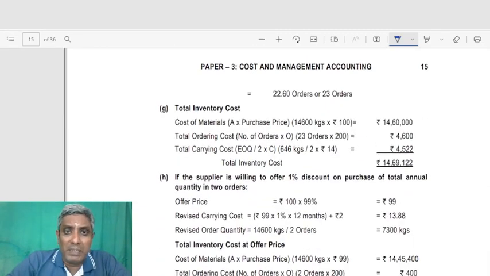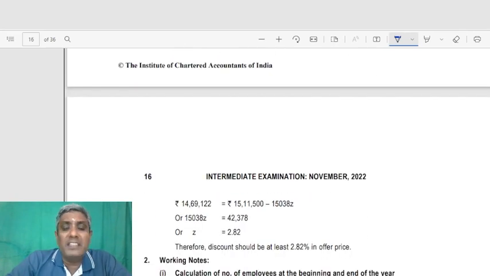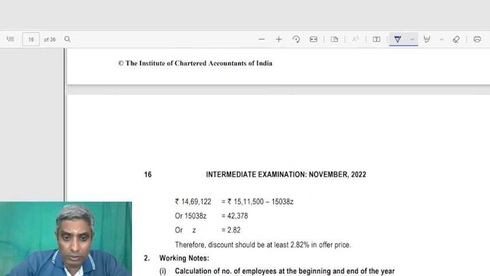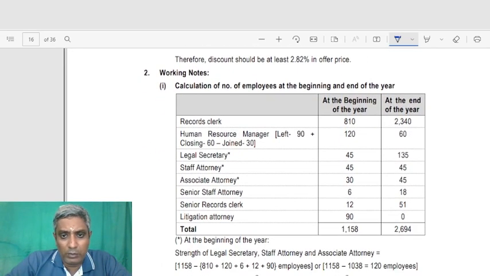minutes you take to complete the reading, and how far you will be able to understand each element in the question and try to answer those. Now let us see the working notes. See here, first they have provided the working notes. As I said, the number of employees in the litigation is 90 because they have left. This is one important answer.